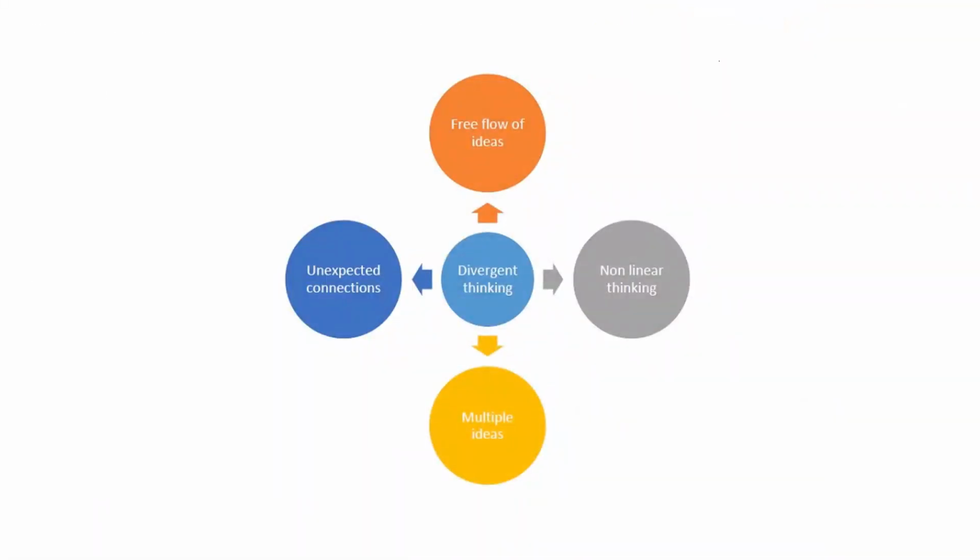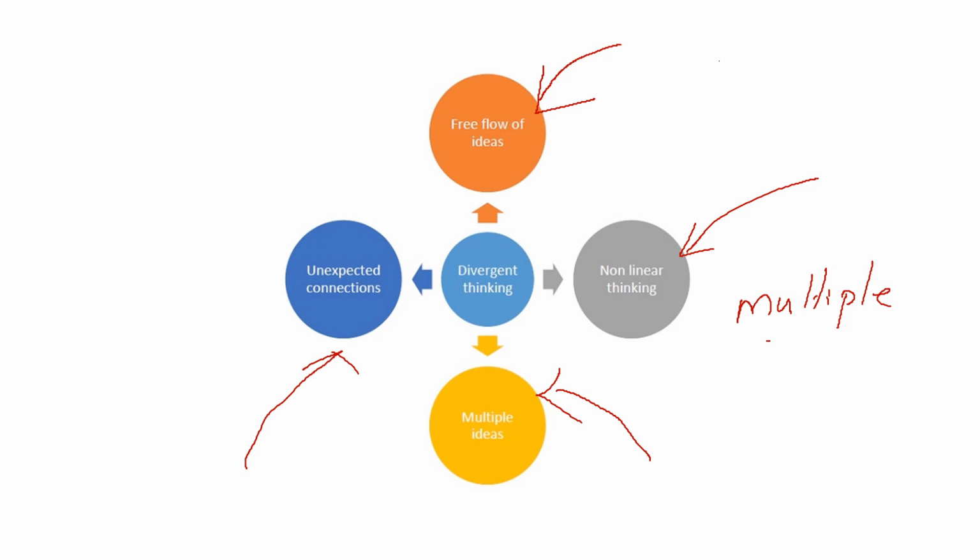In our previous slide, the most important thing we have identified is, as I said, the free flow of ideas. Divergent thinking is also non-linear thinking, which means at the same time a variety of ideas, multiple ideas with almost similar meaning, unexpected connections, multiple solutions, like free flowing thinking. These multiple ideas didn't have any restrictions at all.